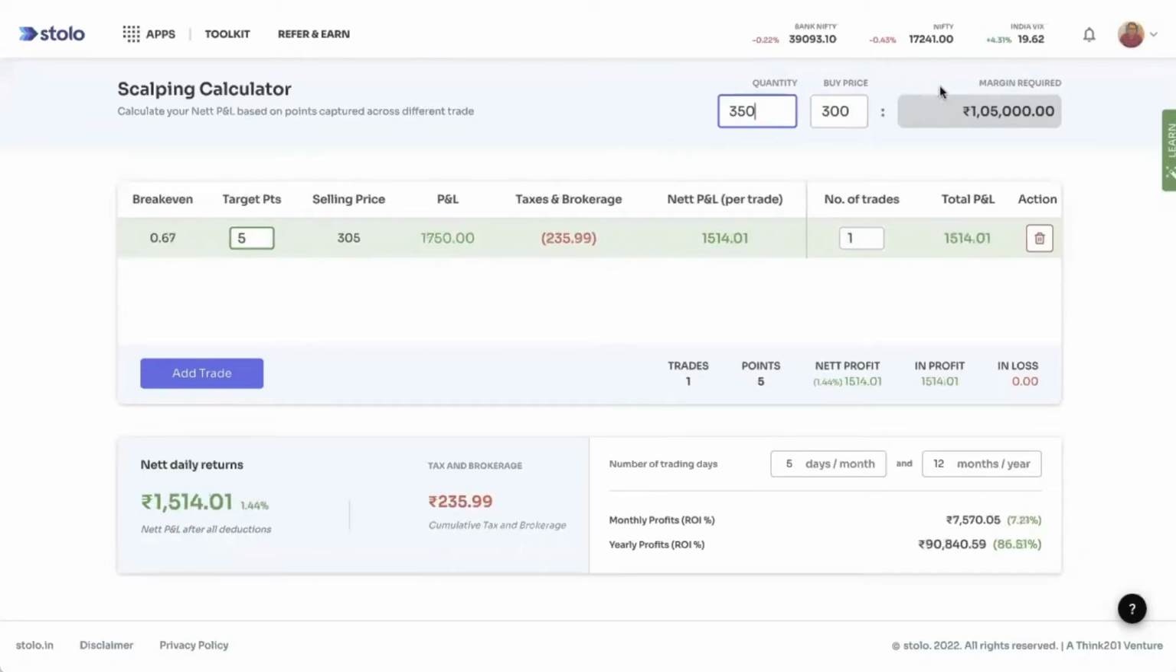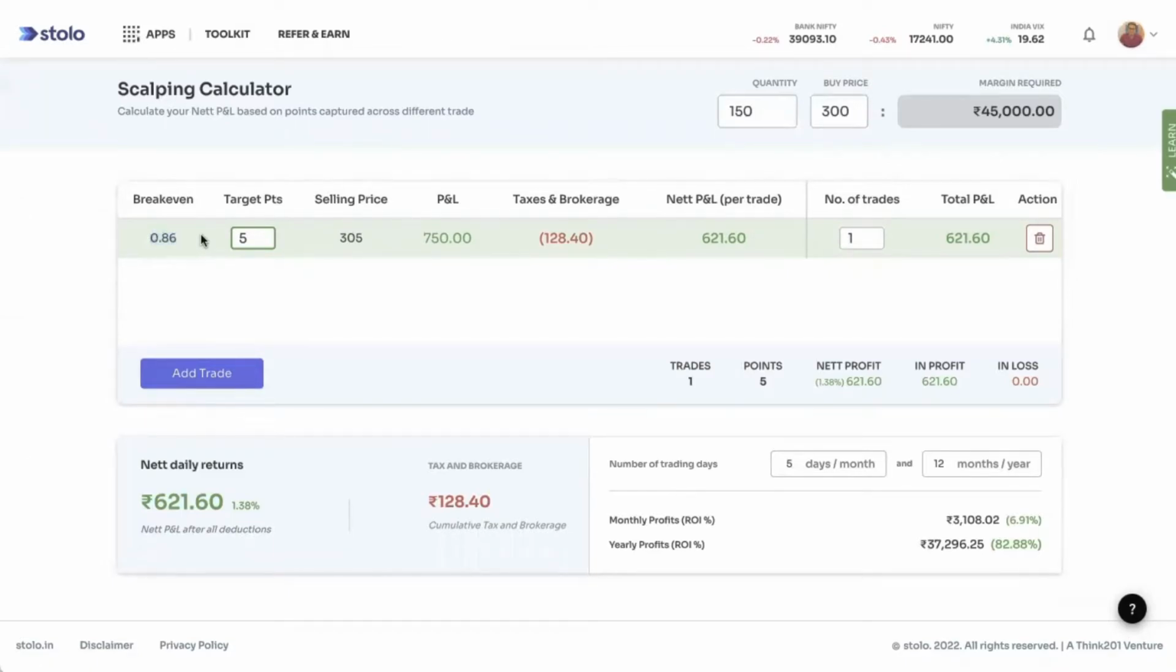And here the margin calculation is done. If you see, the margin required is 45,000, and by default one trade is added for you. The calculation is done based on the brokerage, the standard brokerage of 20 rupees per order, the discount brokerage, and the break-even point is 0.86.